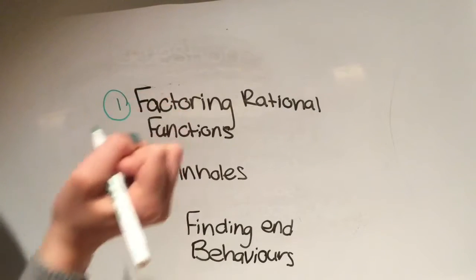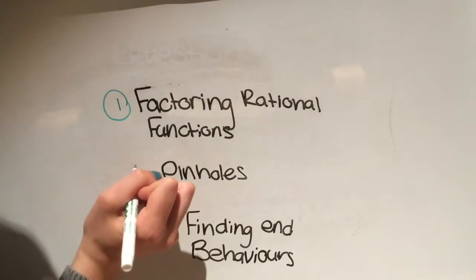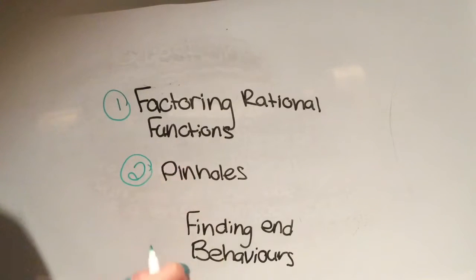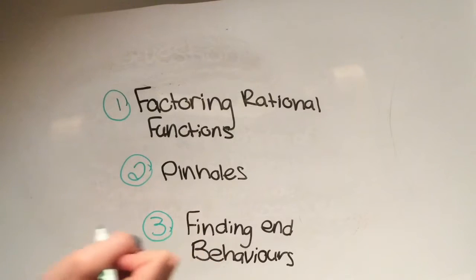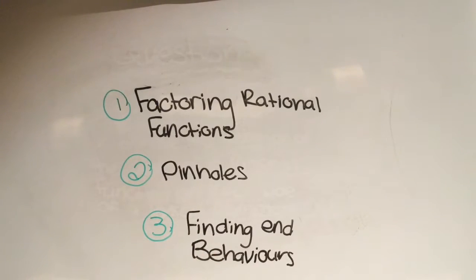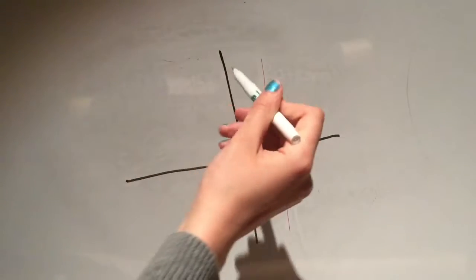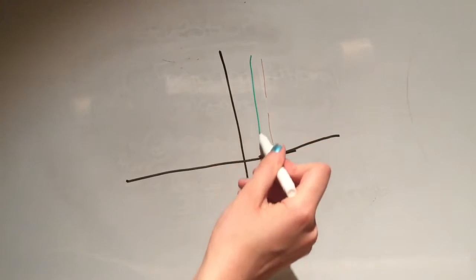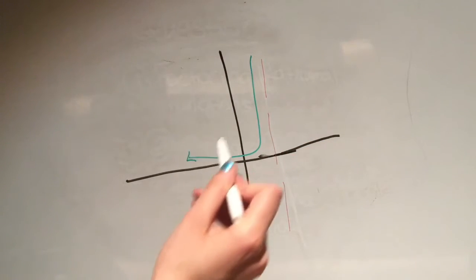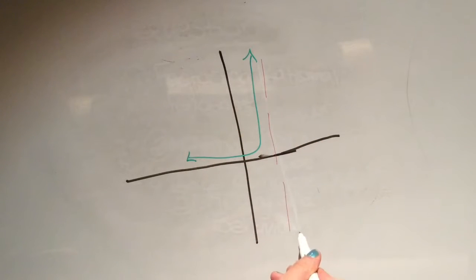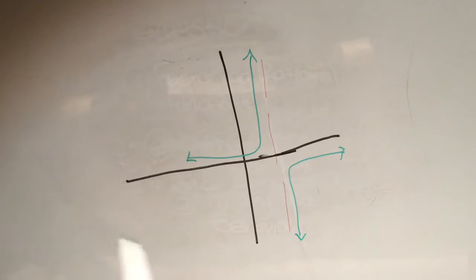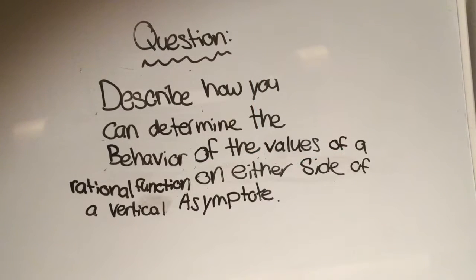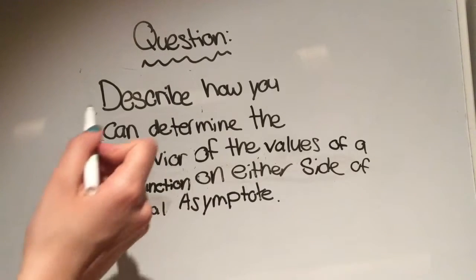Factoring rational functions to find the asymptote, checking for pinholes, and finding the ending behaviors from a graph were all taught in the advanced functions course. And specifically, finding which way the y values are approaching, such as whether it is approaching positive or negative infinity, as the x values increase or decrease on both sides of the asymptote were also taught in the advanced functions course. Before we progress, let's review the question one more time and break down the question.